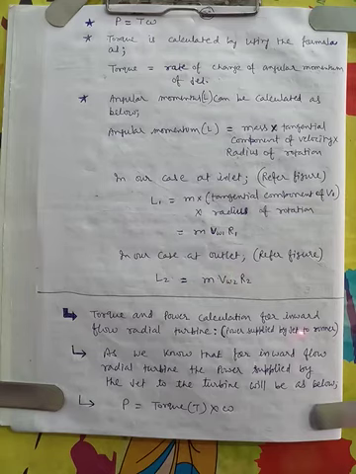Let us see how to calculate the power and torque. As we know, power in a radial flow turbine is given by torque into angular velocity, and torque is given by the rate of change of angular momentum. Let us see.